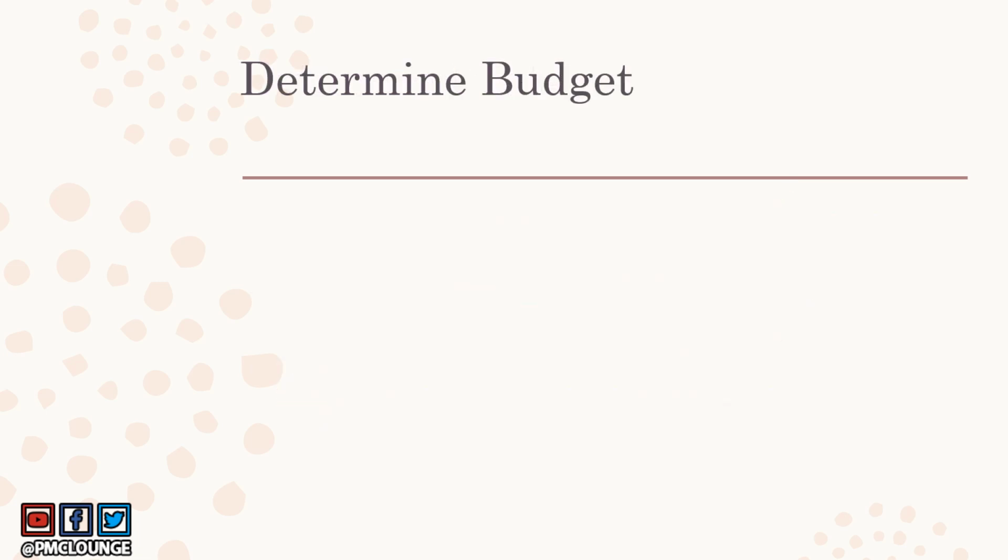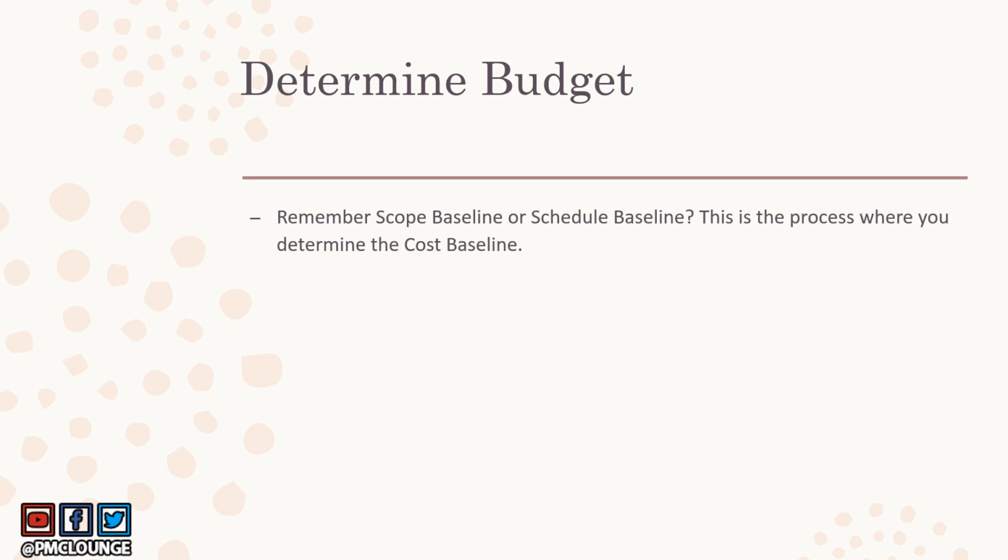So the next process is the determine budget process. Do you remember the schedule baseline or the scope baseline in their respective knowledge areas? This is the process. Determine budget is the process where you come up with a cost baseline. Now, what is a cost baseline? We will look at it as we move on further in this slide.